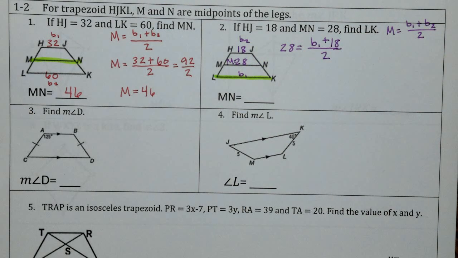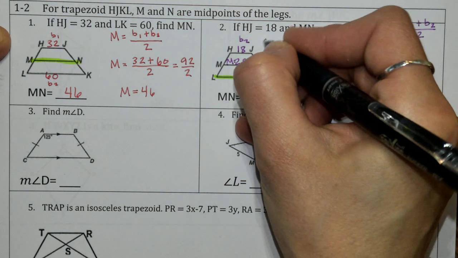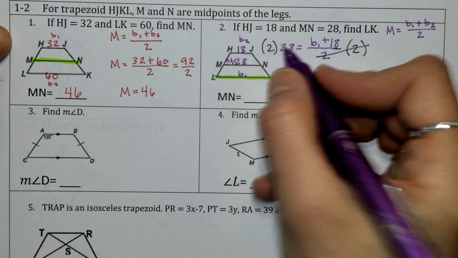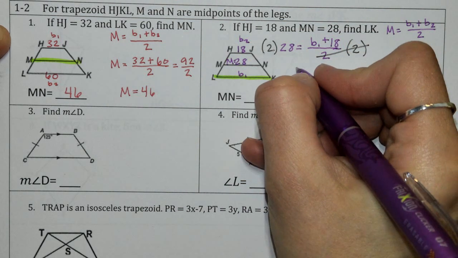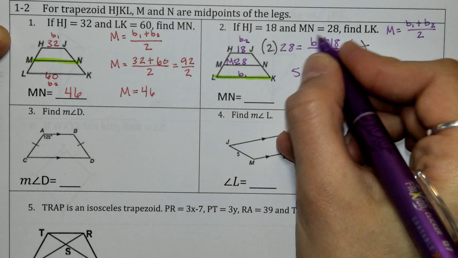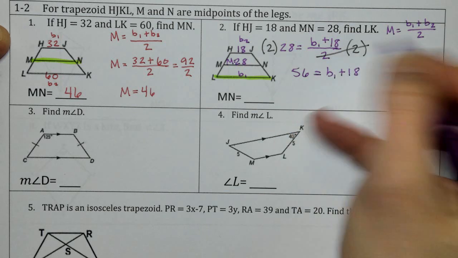Now, when we start working backwards on this, the first thing we need to do is get rid of that denominator. Remember, this is dividing by 2, so the opposite is to multiply by 2. And what we do to one side, we do to the other. This cancels that out. 28 times 2 gives us 56. And all we have left is this B1 plus 18, because that 2 is gone now.